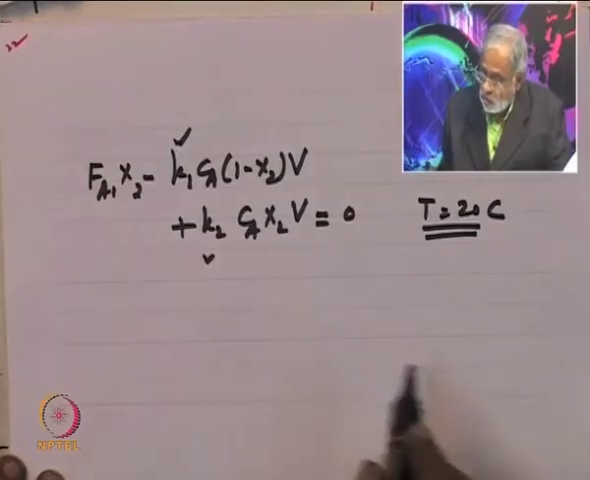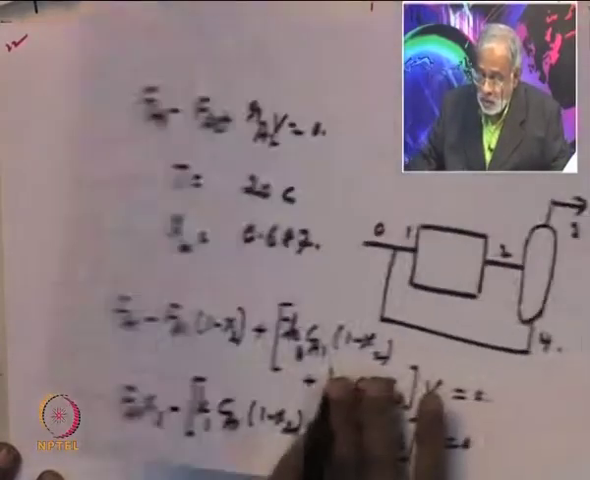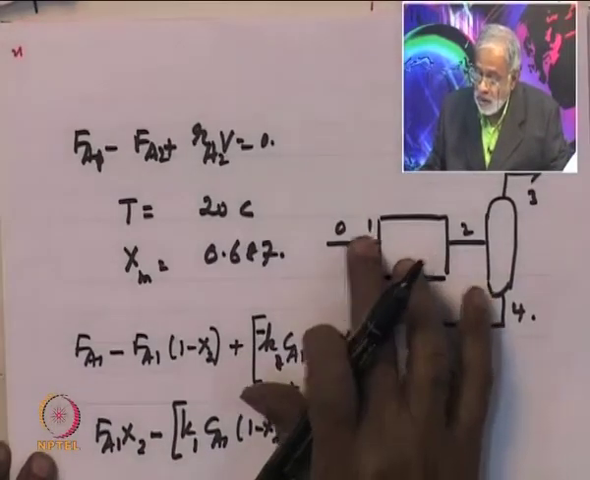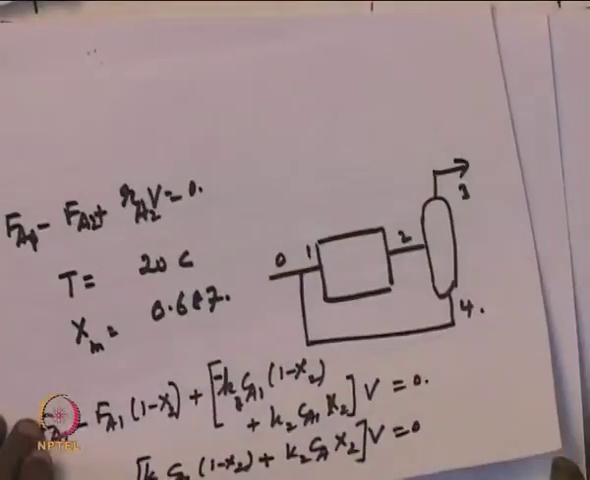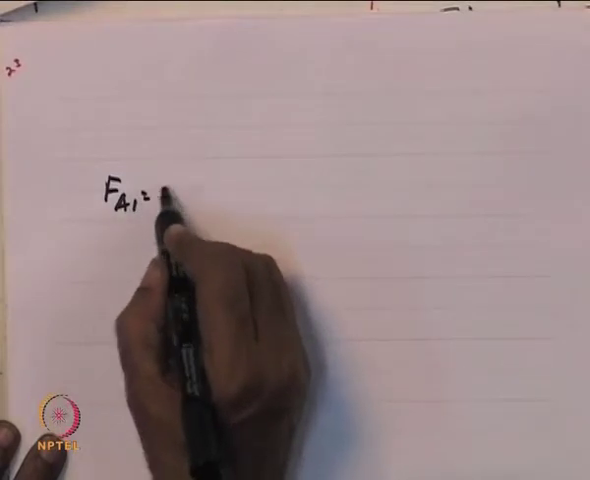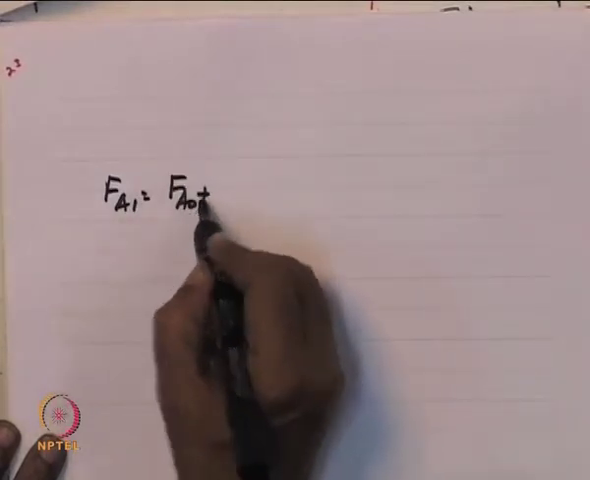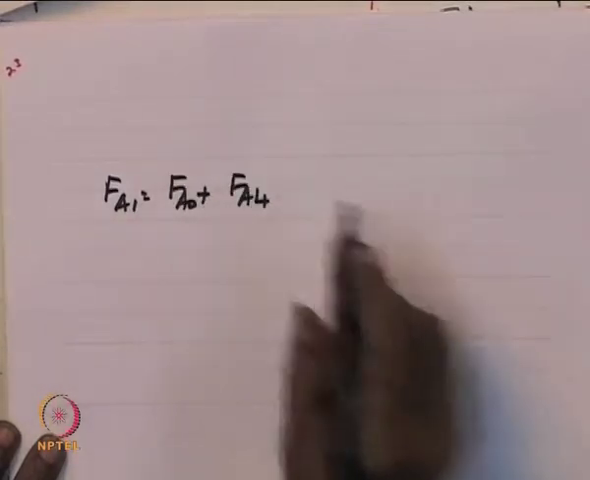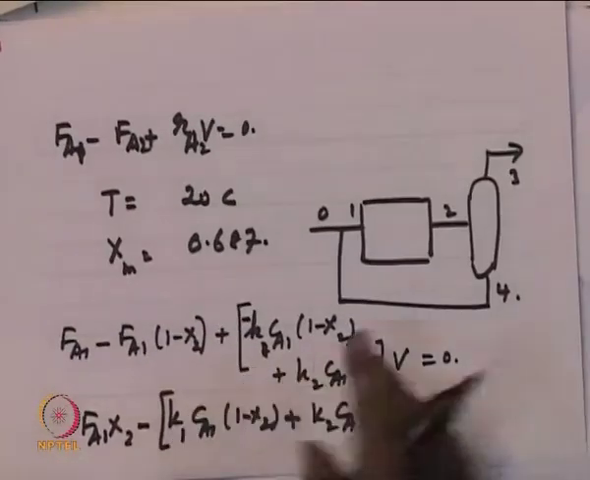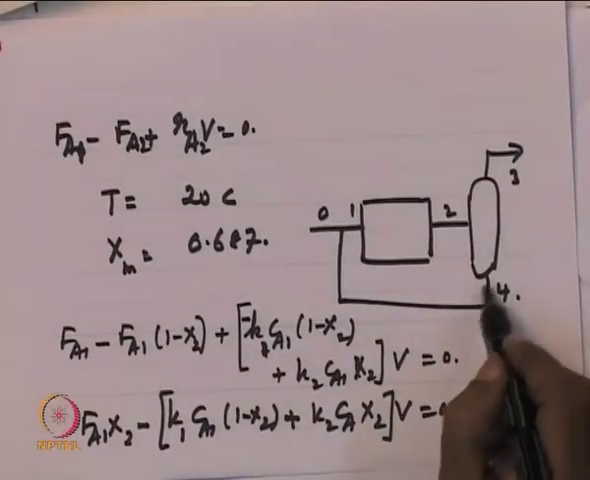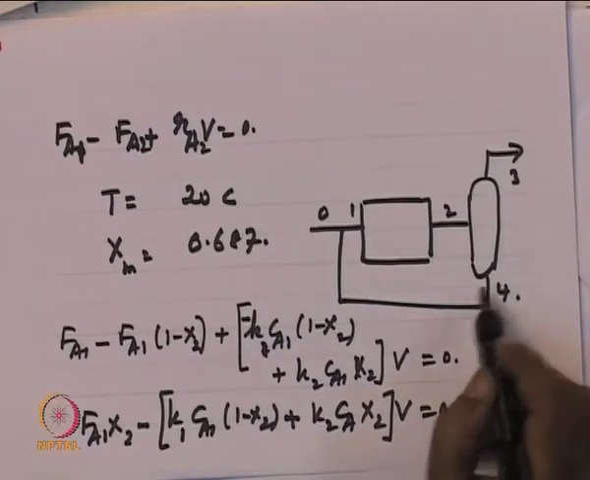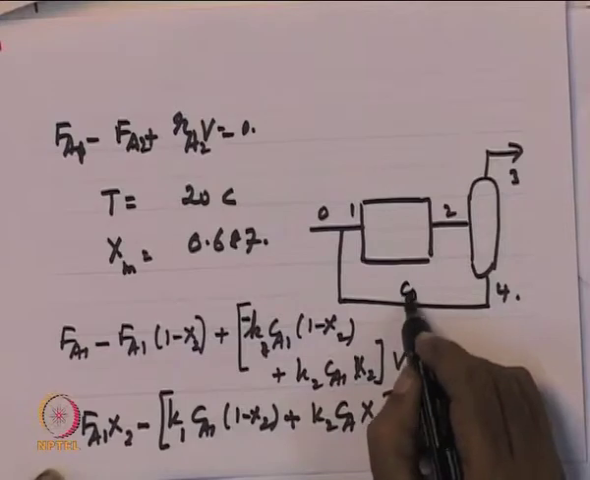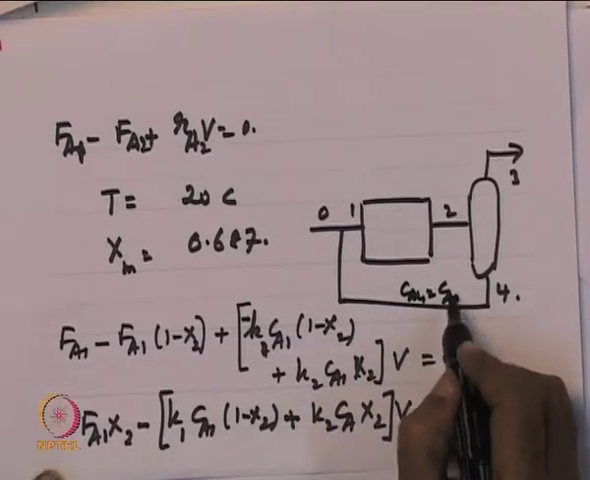Now, we also said at an earlier stage, if you recall how FA1 and FA0 are related, we have done all that. Let me do it once again. We have FA1 equal to FA0 times FA4. We have said that before, because B is fully recovered, therefore this is pure A. Is that clear? Because this is pure A, the CA4 equals CA0, something that we have said.